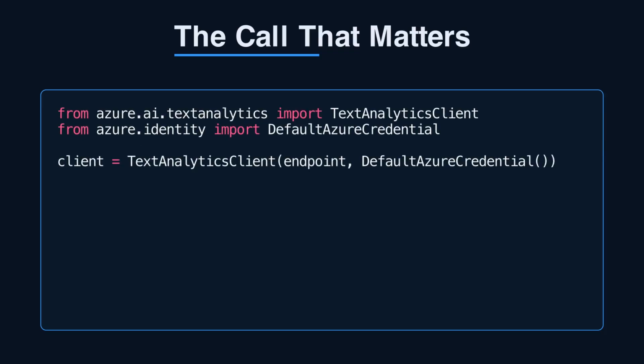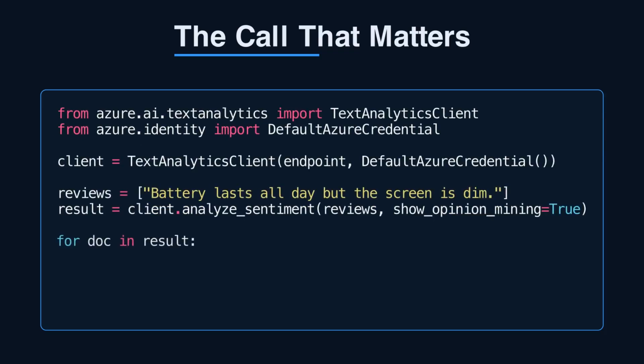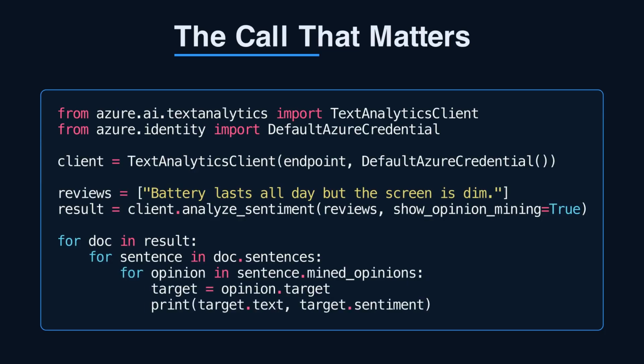Here's the call inside the function. You pass a batch of reviews to analyze sentiment. The critical flag is show opinion mining set to true. Leave it off and you get sentences without aspects. Each mined opinion exposes a target and its sentiment. DefaultAzureCredential pulls the token from managed identity.